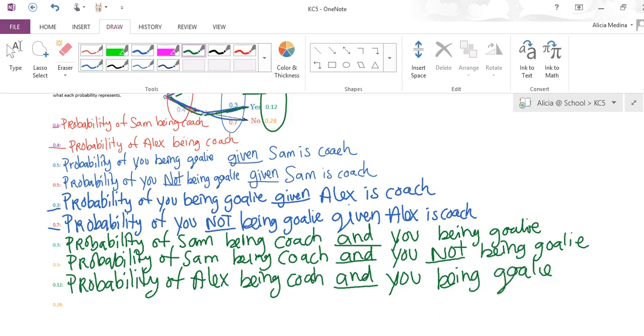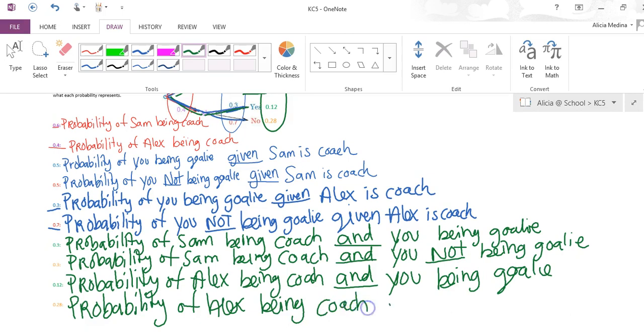All right, our last probability here is 0.28. That's going to be the probability of Alex still being the coach, but you are no longer the goalie. So this is going to be probability of Alex being coach and you not being goalie.